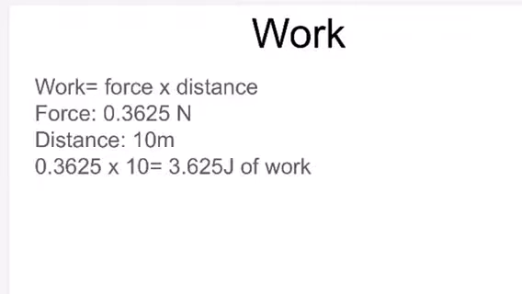Work equals force times distance. The amount of work needed to throw the ball is 3.625 joules of work. Power equals work divided by time. Work divided by time in this situation results in 1.81 watts of power to throw the ball.